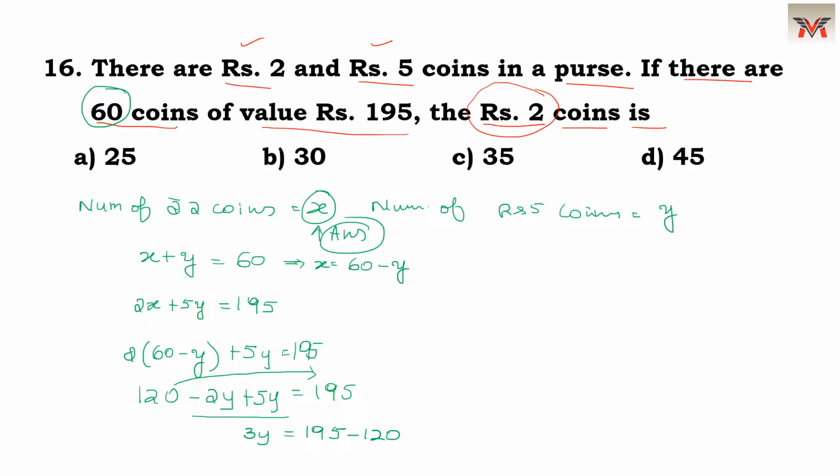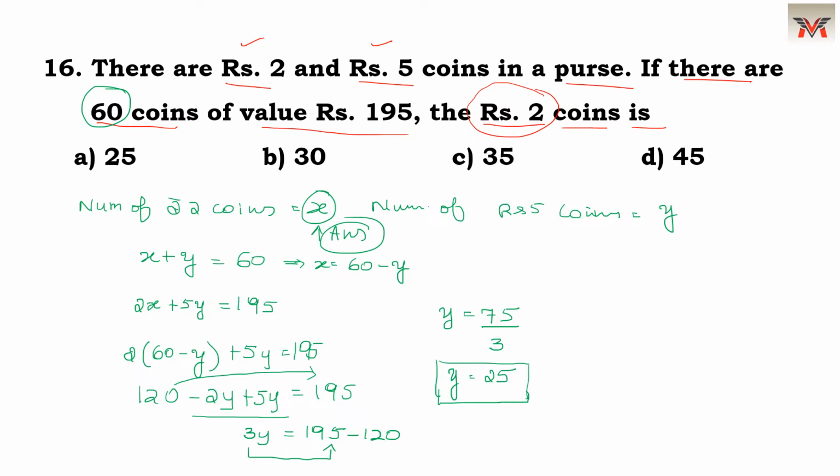So here y is equal to 195 minus 120 gives me 75 divided by 3. So here I'm taking 3 from the left hand side to the right hand side. It becomes y is equal to 25. Therefore I'm getting y as 25 here.